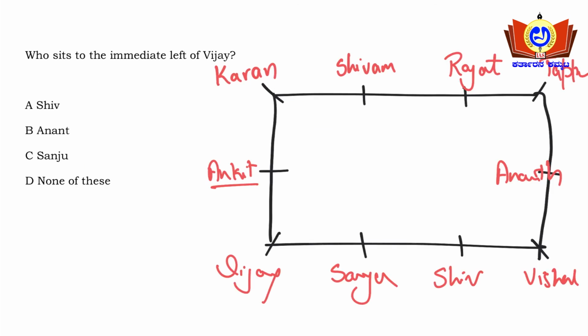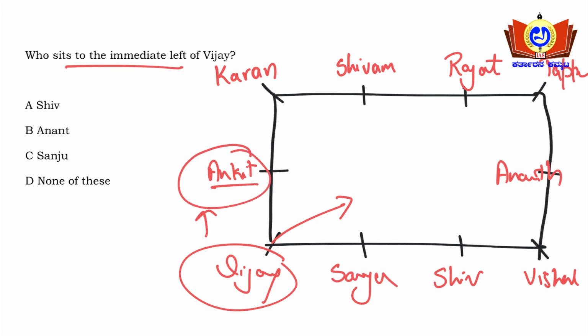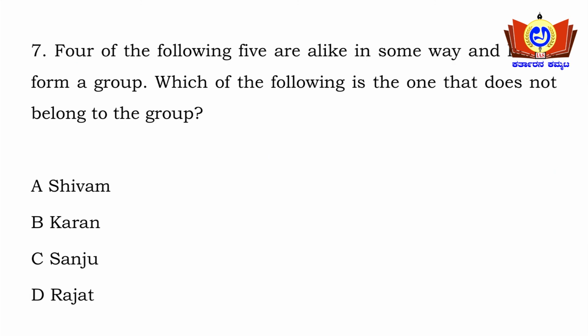So the question is, who sits immediate left to the Vijay? So Vijay is here and he is facing center, means so left will be here. Ankit is sitting left to the Vijay here. So Shiv, Anant, Sanju, no, none of this is the right answer because Ankit is sitting left to the Vijay here, okay? So moving on to the next question.